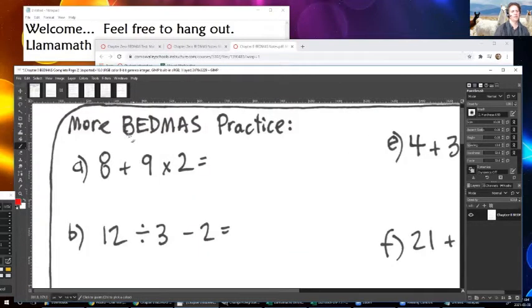So in BEDMAS, no brackets, no exponents, no division, multiplication. So I'm going to do multiplication first. So 9 times 2 is 18. 8 plus 18. If you need a calculator, use it. If you don't, that's awesome. You're good at mental math. 26. Cool.